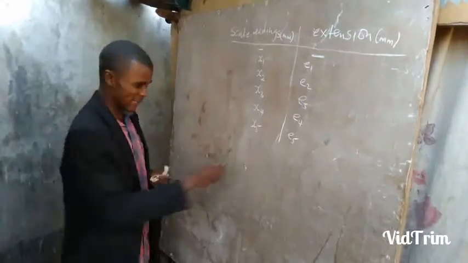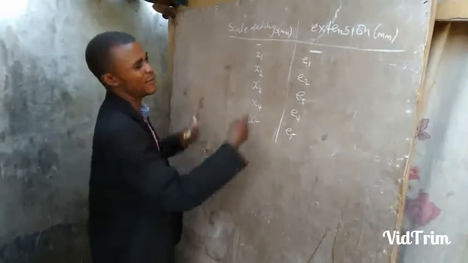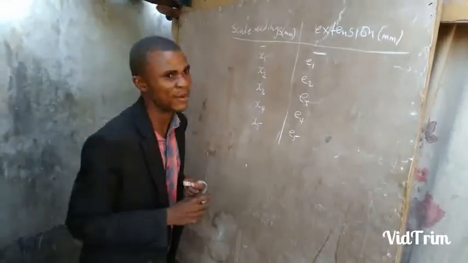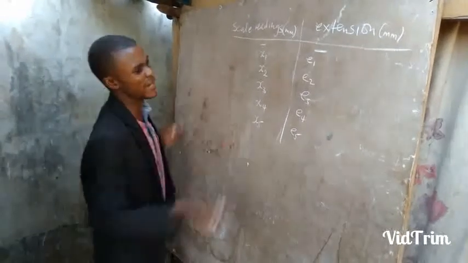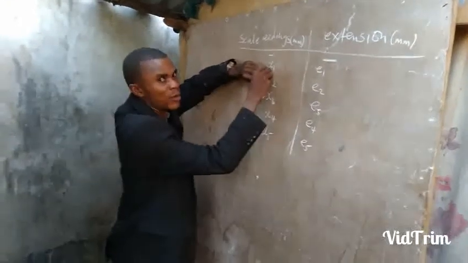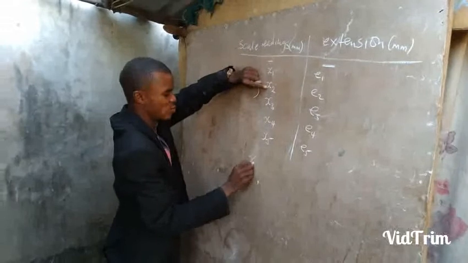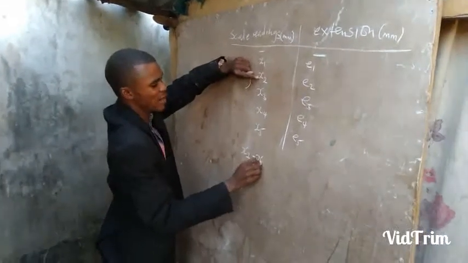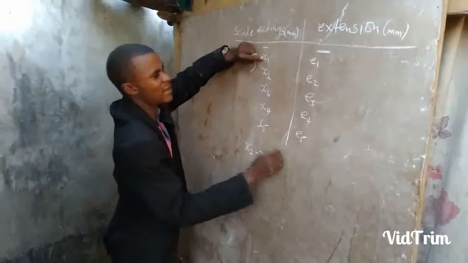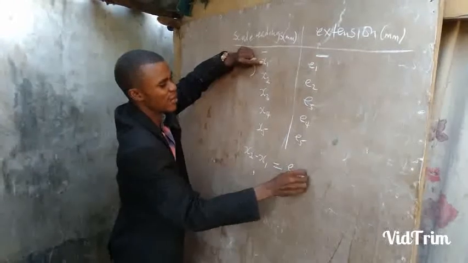If that is the case, we move further. How to get the relationship that will exist here. In simple terms, when I want to do any analysis here, if I want to use the first two figures here, I will use x2 and x1. That is x2 minus x1. When I take this minus this, whatever answer I get will be the same as the second extension minus the first extension. E2 minus E1.